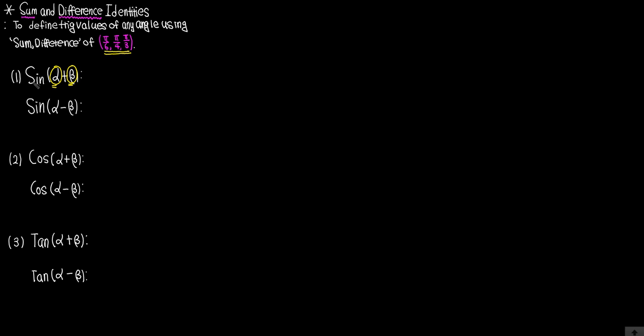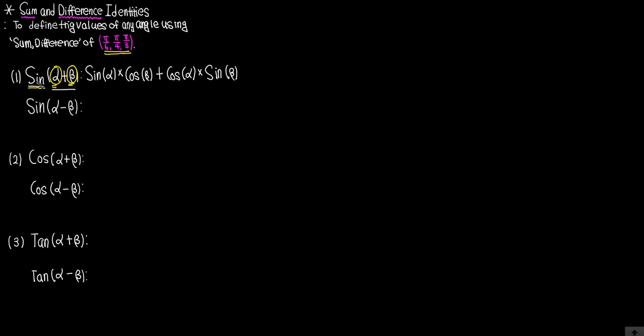So if you're thinking of the sum identity of the sine, where we add those two special angles to form one angle measurement, then the formula will be like this. It will be the sine of the first angle, which is alpha in this case, times the cosine of the second angle, which is beta, plus the cosine of the first angle, alpha, times the sine of the second angle, beta. And this is the formula for the sum identity for the sine.